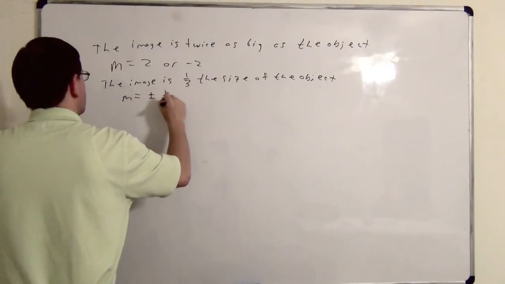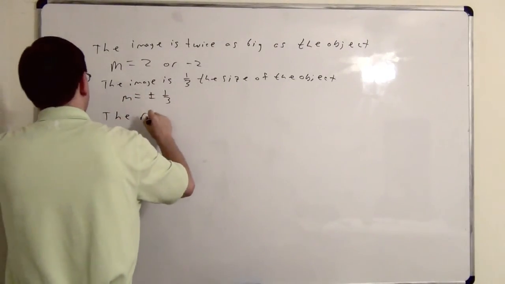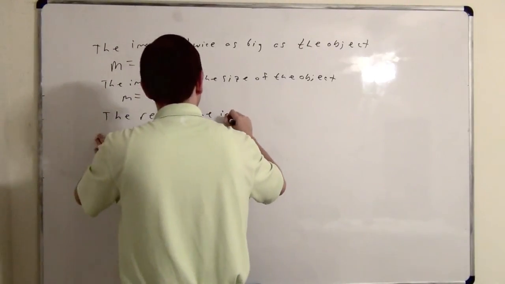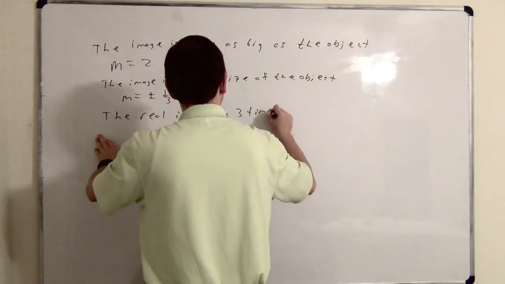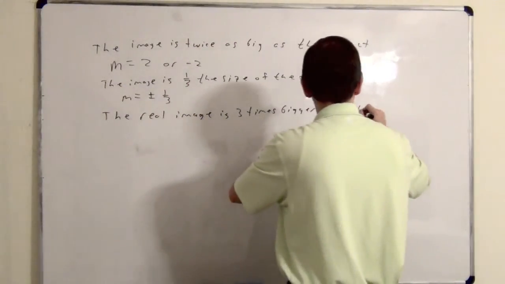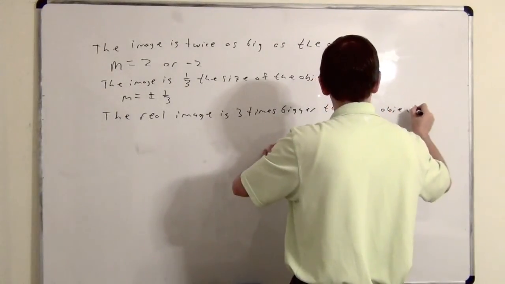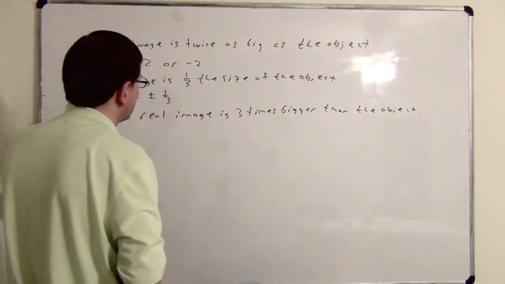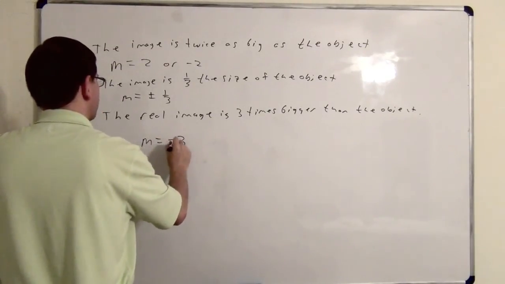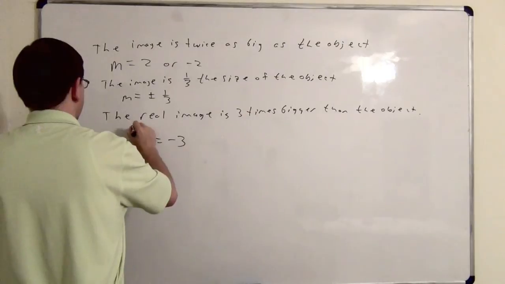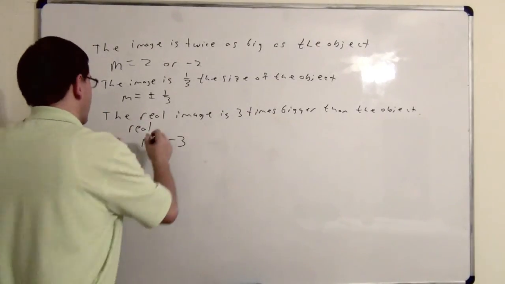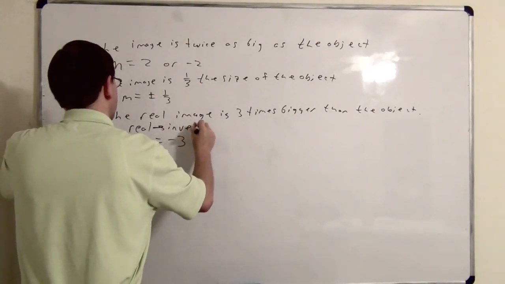Yeah. Suppose I tell you the real image is 3 times bigger than the object. How would we translate this into math? M equals negative 3. How do you know it's negative? Because it's real. Is that enough of an explanation though? Just write real images are always inverted? Yeah, that's an okay thing to write.